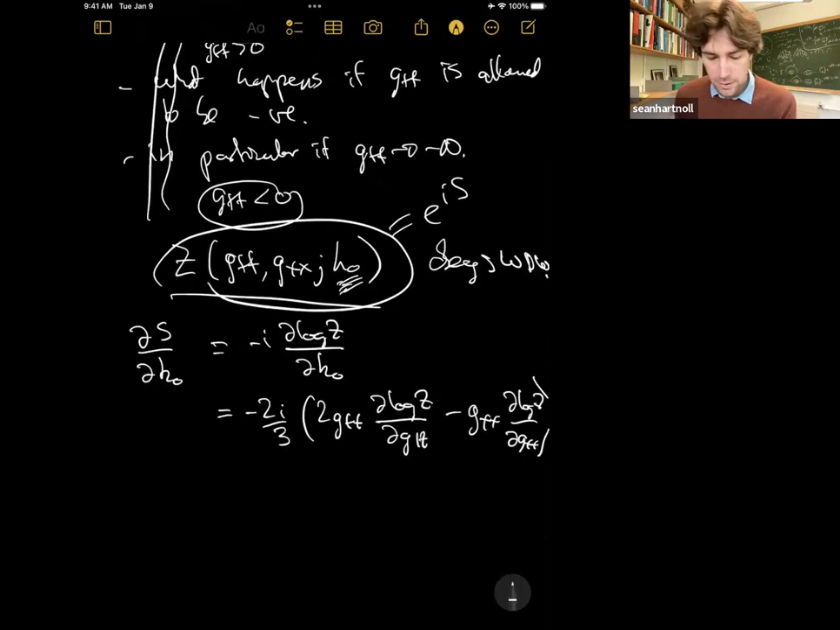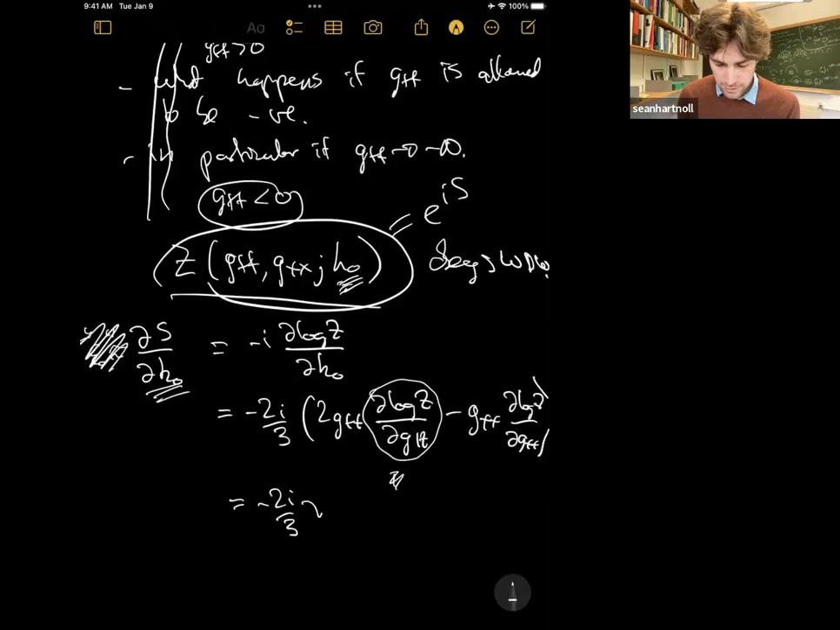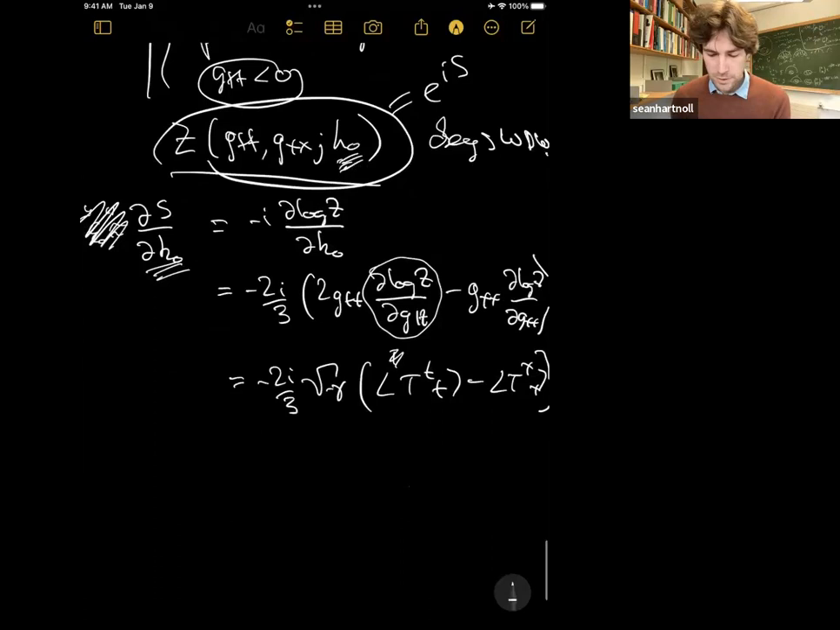Why am I doing this? On classical solutions, this is going to be the energy. But it's not yet, because we haven't built a wave packet. So dS/dk0 happens to be this. This quantity is nothing but the momentum conjugate to GTT, and so it's natural to write this in the following way as TTT minus TXX, because this is the momentum conjugate to GTT with both indices up, and then this GTT here lowers one of the indices, and similarly this one becomes that.